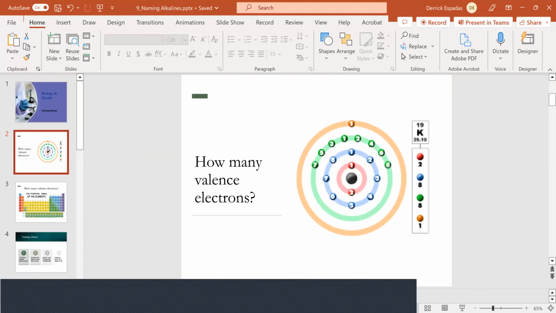We start off with the first, which always has 2. And then the next valence, we have 8. That's 10. The next one, we have 18, which means on the outside valence, we're going to have 1. So we're just adding up to that number that an element has in the periodic table. Now that's one way to figure it out.